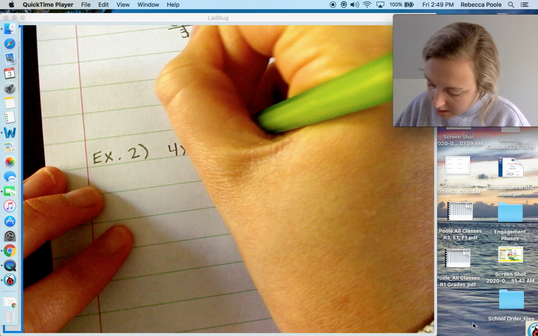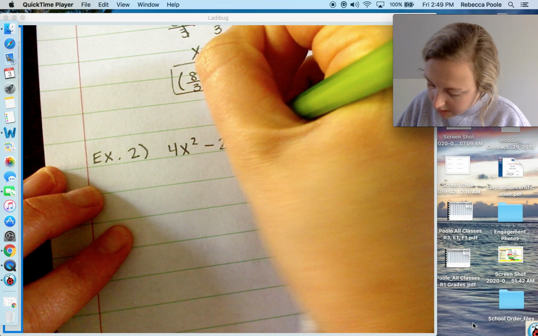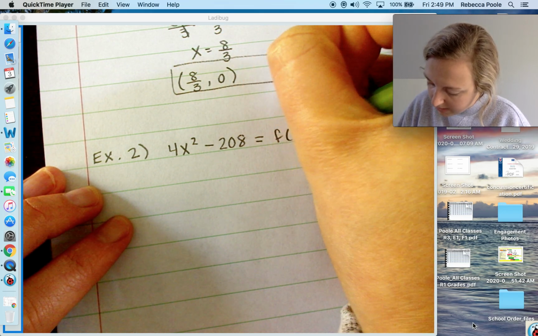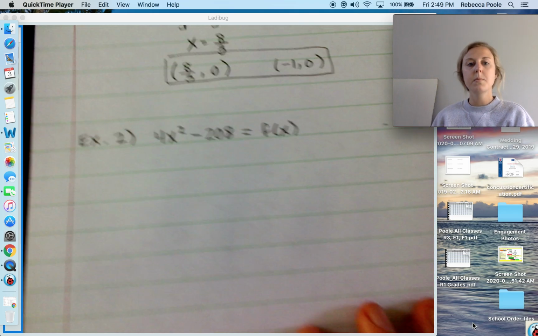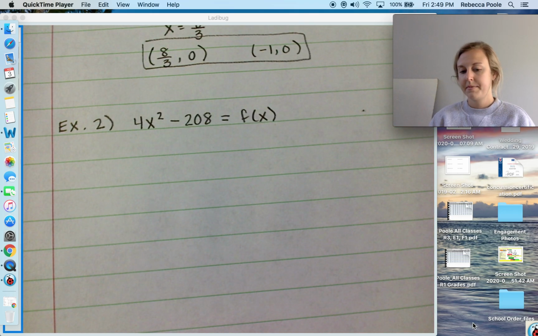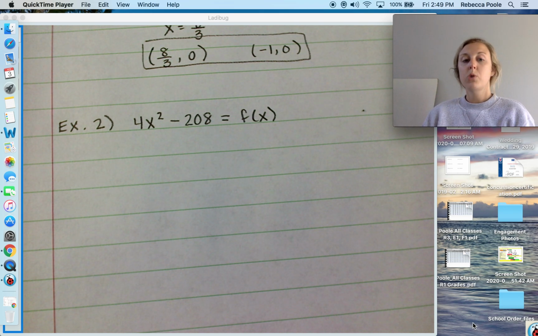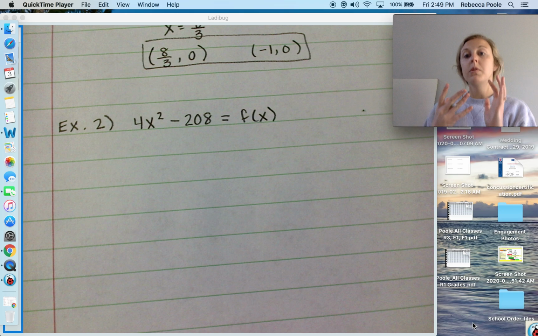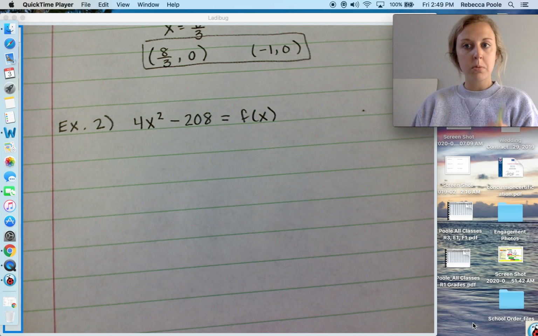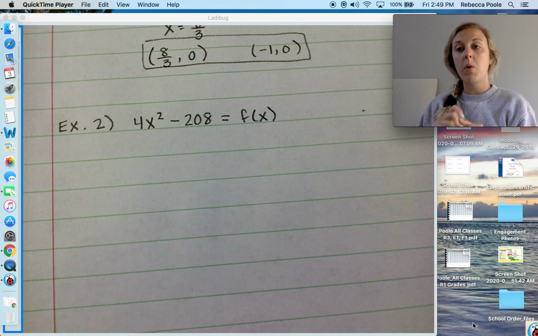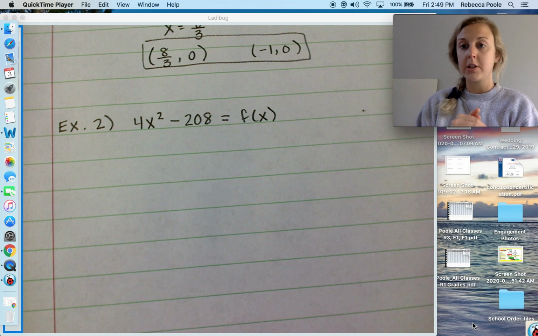4x squared minus 208 equals f of x. All right, so if we look at example 2, the first thing we would normally always try, and I did say normally for a reason, so I don't want anybody to freak out yet, is to factor.